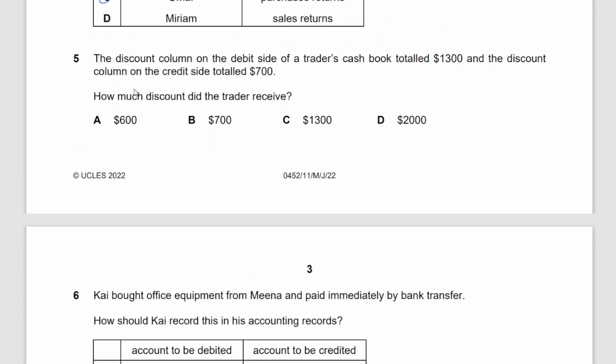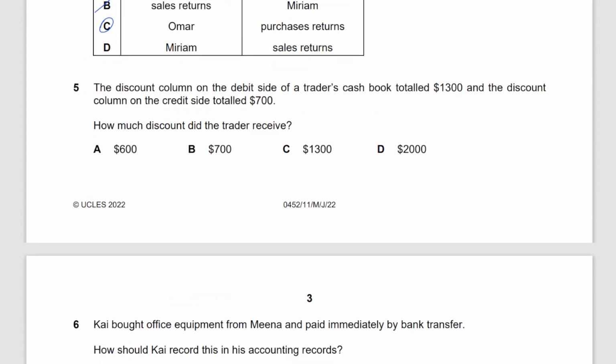Question 5. Done with 4. Number 5. The discount column on the debit side of a trader's cash book totaled 1300, and the discount column on the credit side totaled 700. Do you know which one is which? On the debit side of a cash book, you receive money, and so you will allow the discount. That's where discount allowed goes, and that's where discount received goes. Because here you're paying money and you're going to receive discount. Here you're receiving money, you're going to allow some discount while receiving it. So this tells us 1300 is discount allowed and 700 is discount received.